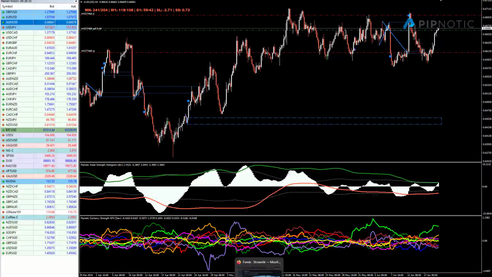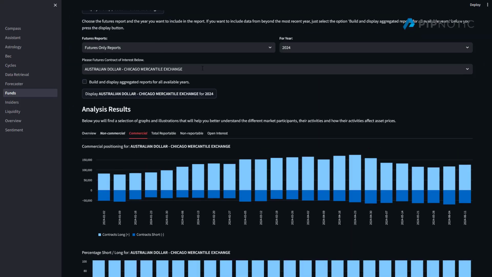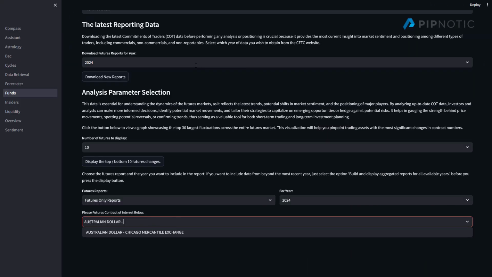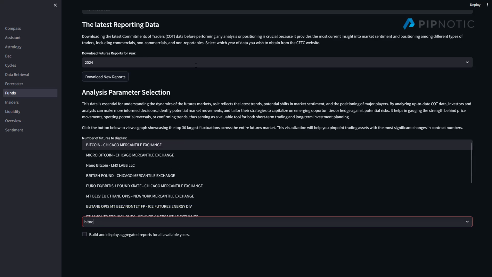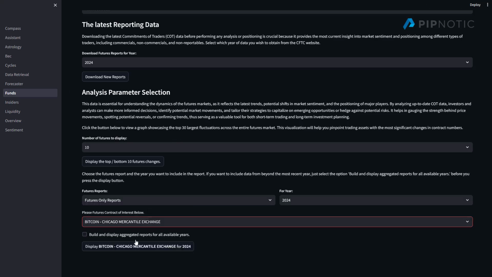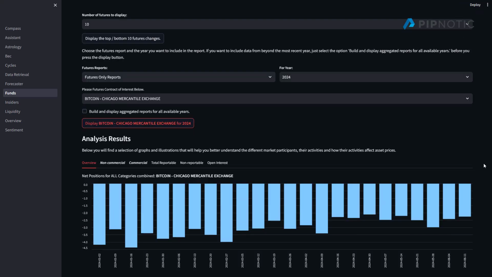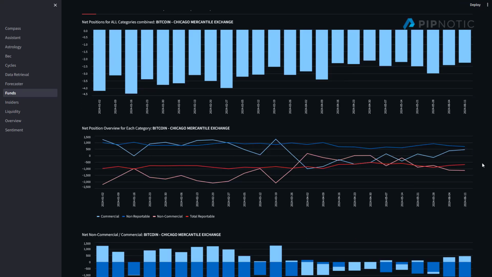Let's have a look at something else. Let's have a look at Bitcoin. We haven't looked at Bitcoin for a while. Bitcoin, a good friend of mine just bought a boatload of Bitcoin at a very high price.